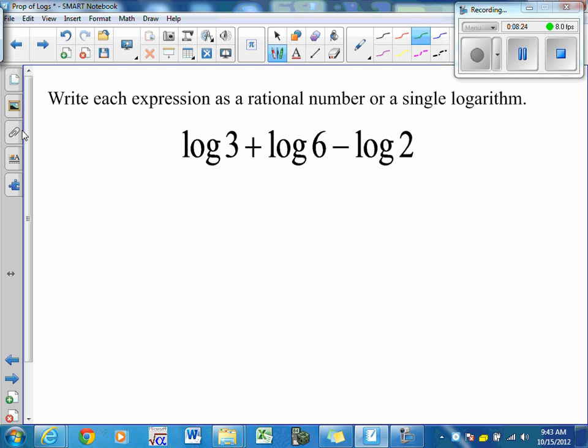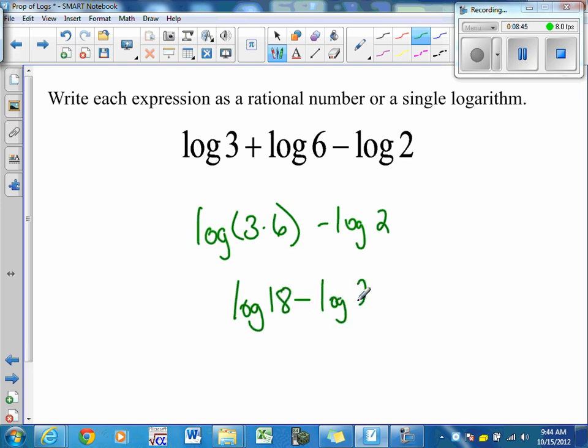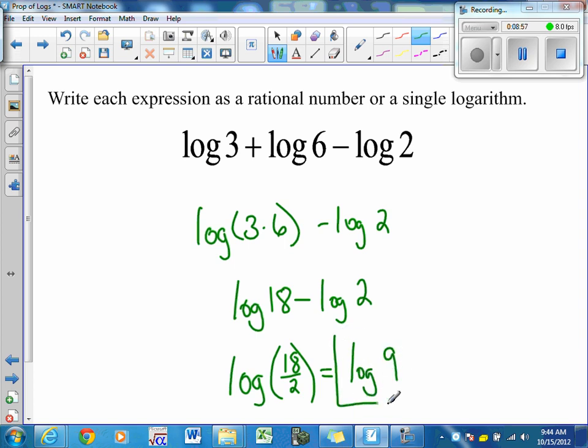Another way we're going to use these: write an expression as a rational number or as a single logarithm. So I want to combine these. So I use my properties. First, since I have a plus, this can be log of 3 times 6. So this is log of 18 minus log of 2. And finally, when I subtract, that's 18 divided by 2, which gives me the log of 9. And that's just a single logarithm. That's a common log, base 10. I can't simplify that any further.